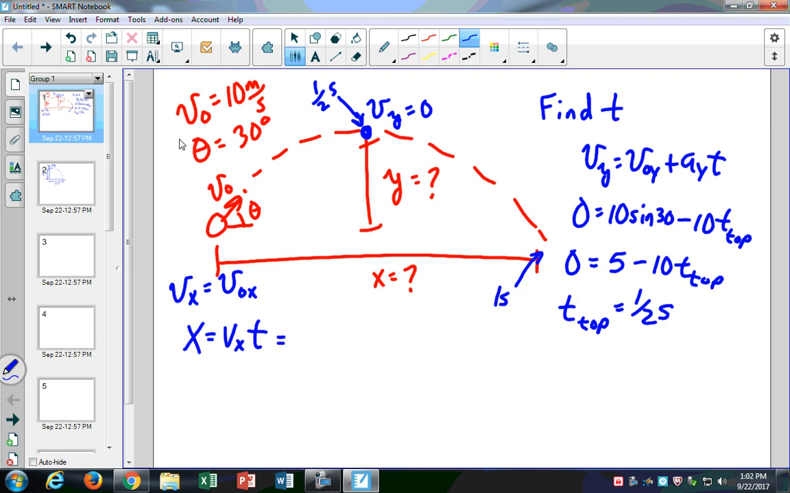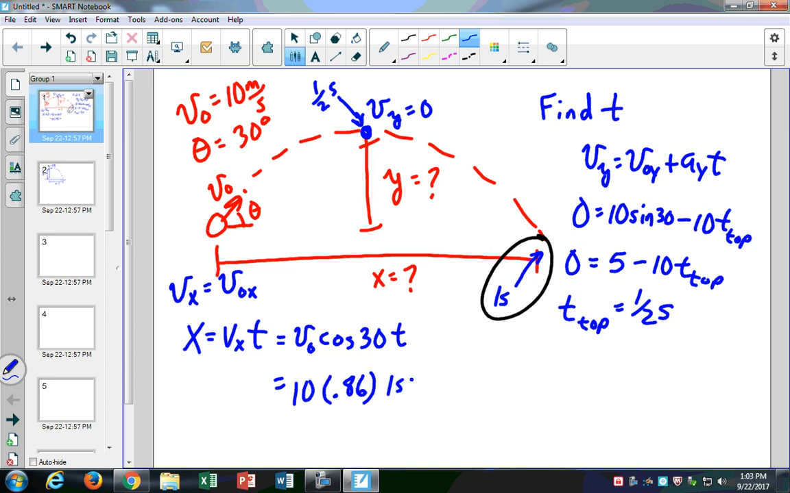So this is equal to v naught cosine 30 times t. Not t top, but it's going to be our t total, because I'm looking for the position down here. So v naught is 10, cosine 30 is 0.86, times t, which is 1 second, so that's 8.6 meters. So that's the x range.